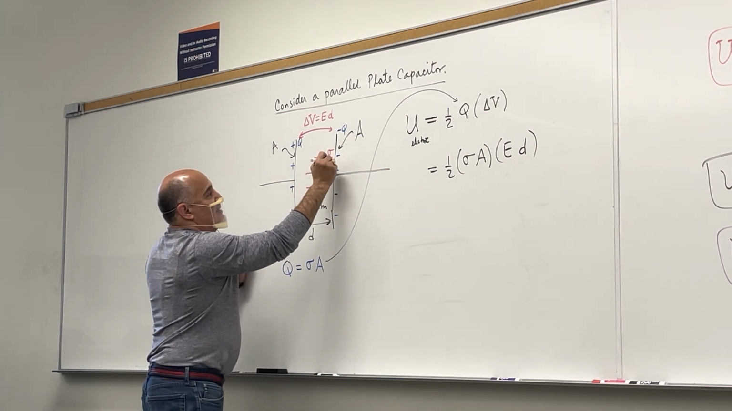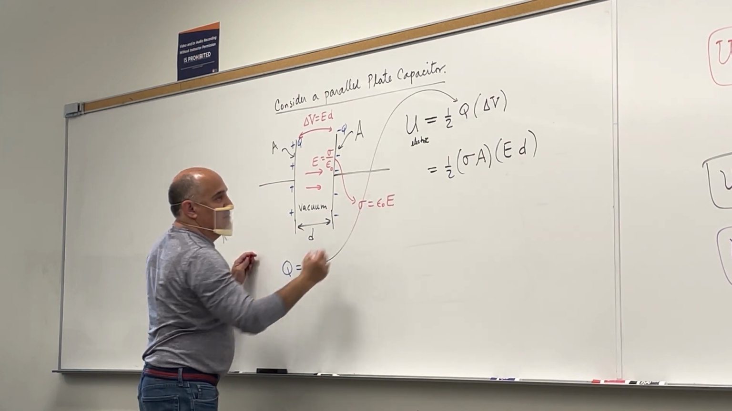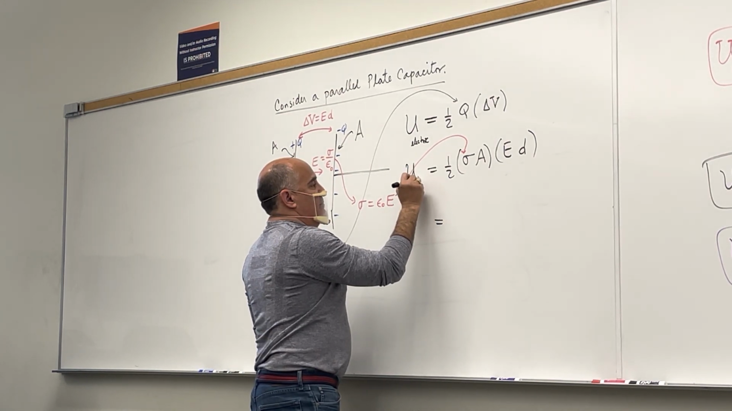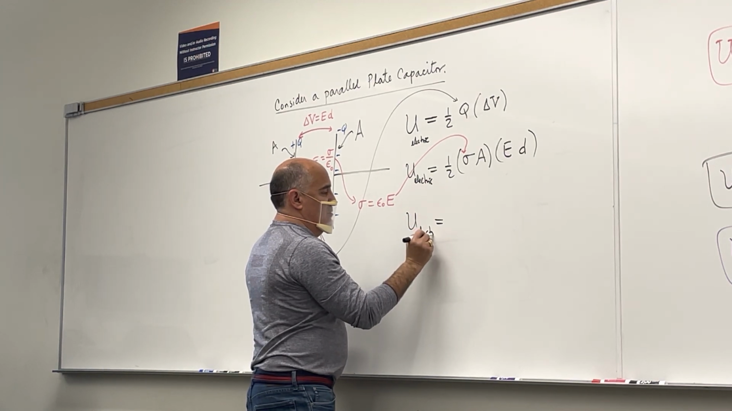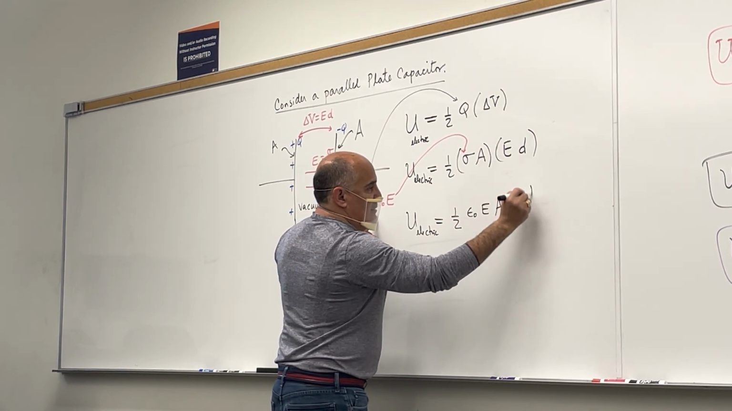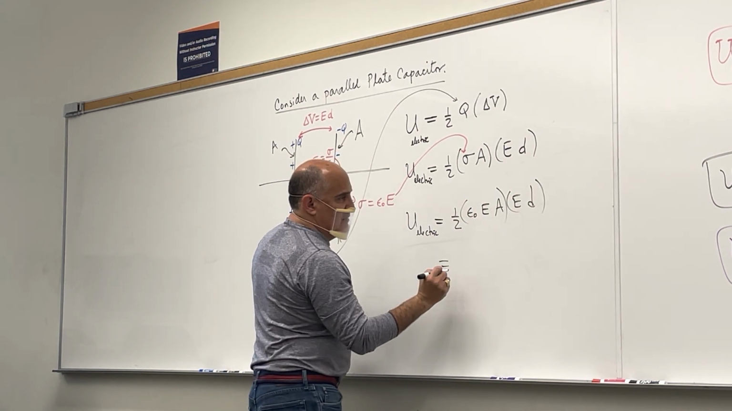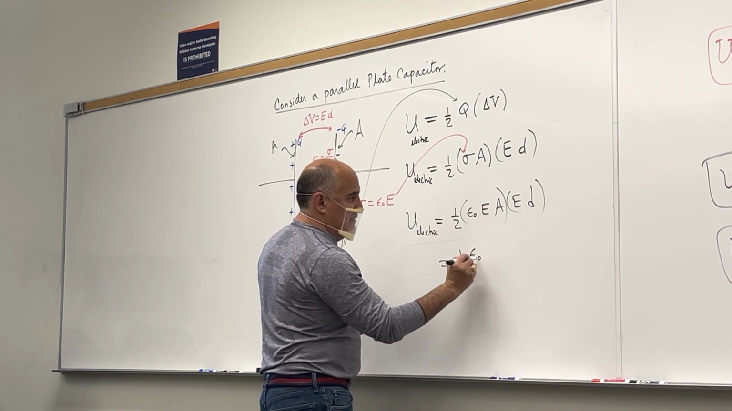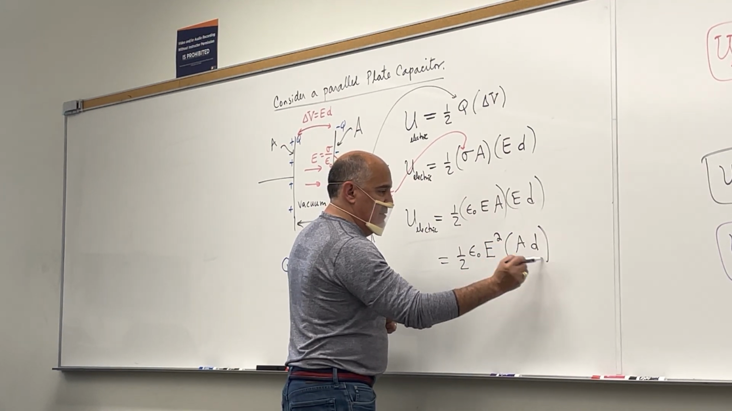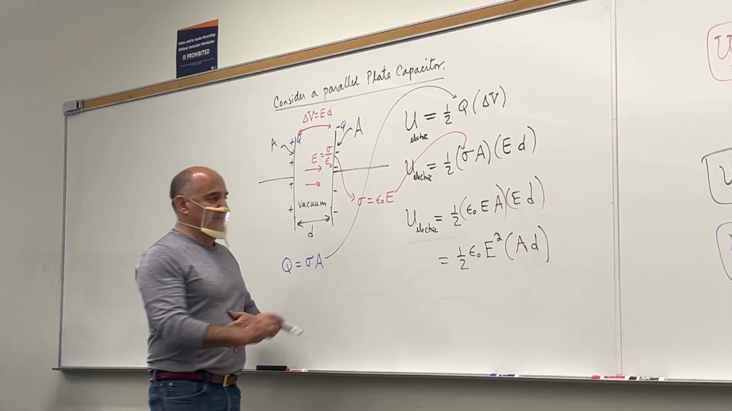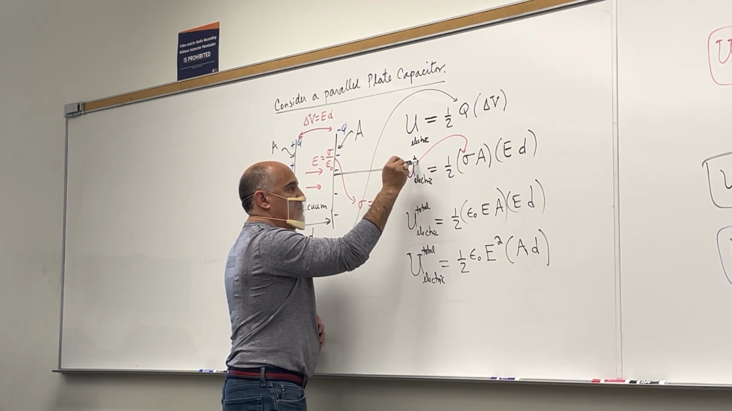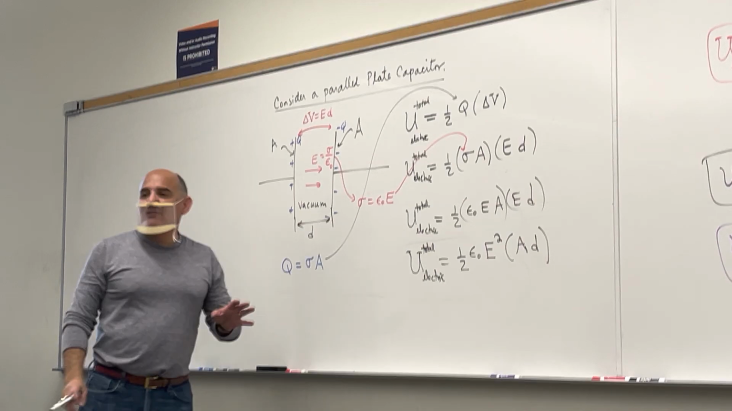So notice that sigma is epsilon naught E. I'm going to take that and put it in here. So the electrical energy stored in this capacitor is 1/2 times sigma, which is epsilon naught E, times A times ED. So this is 1/2 epsilon naught E squared times AD, correct? Let me write this as total. That's the energy stored in the capacitor.